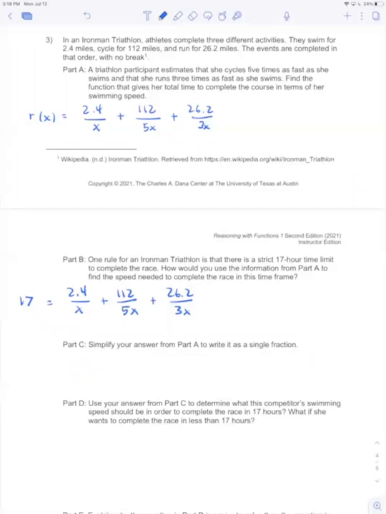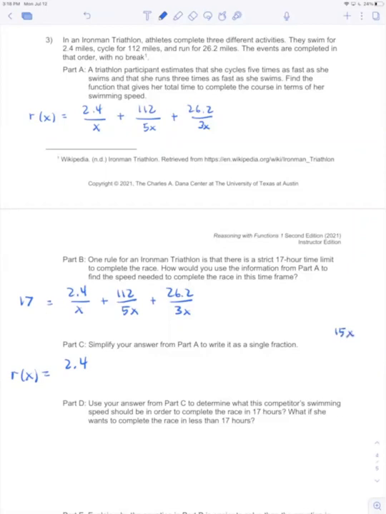Let's go to part C. It says simplify your answer from part A to write it as a single fraction. So we could write R of X is equal to, we have 2.4. Now, if we look at the denominator, the common denominator is going to be 15x. I'm just going to write that over to the side here.